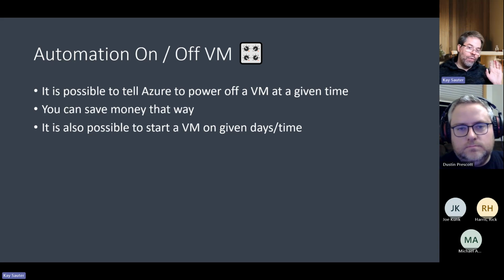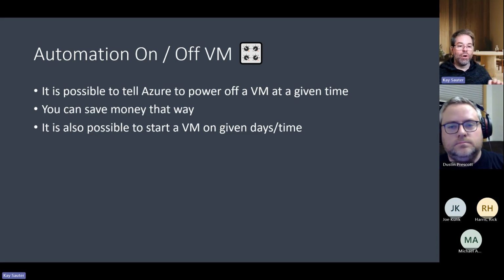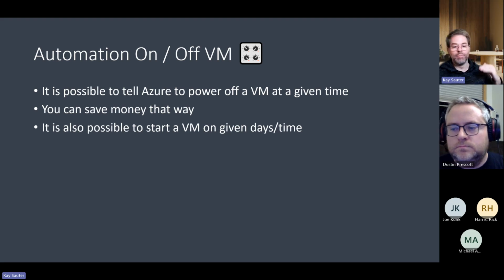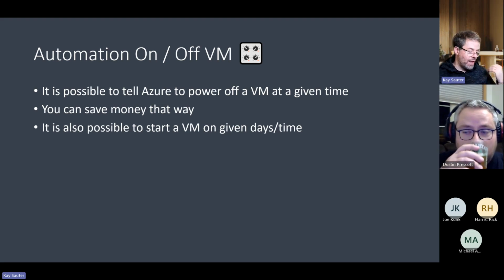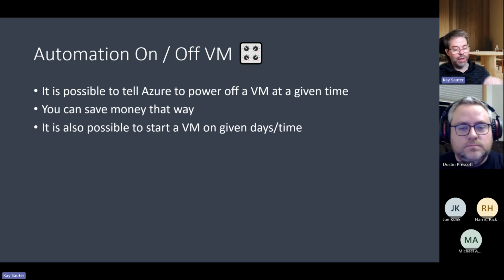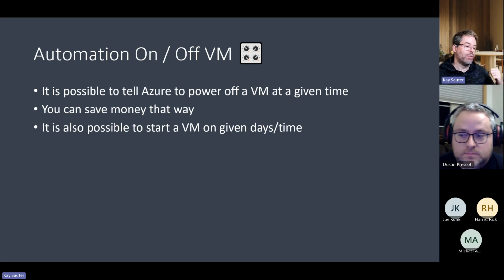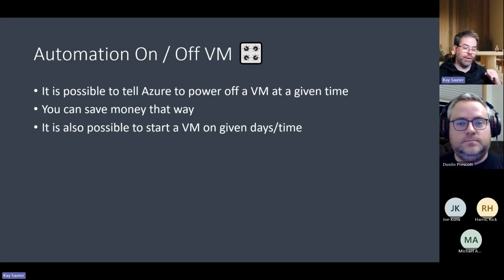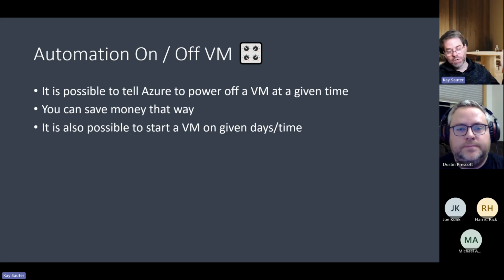So for a VM, you also can do automation for on-off. So it's also possible to tell Azure to power off at a given time. So if you want to have, for example, your VM running just for a week, but you want to power it down in the evening, so you don't use CPUs and lower the cost that way, you can do this. You can actually also say 7 o'clock in the morning I'm coming, and 5 o'clock in the evening I'm leaving the office. So that's basically when it should shut down.